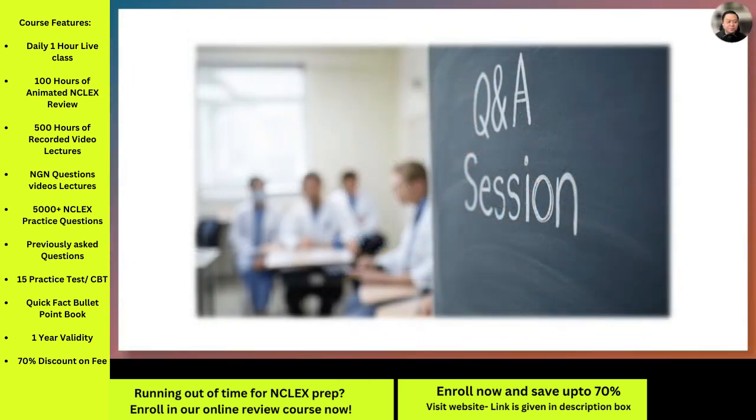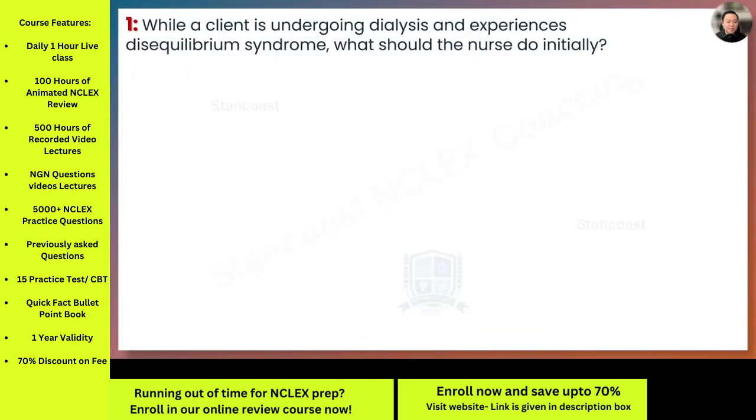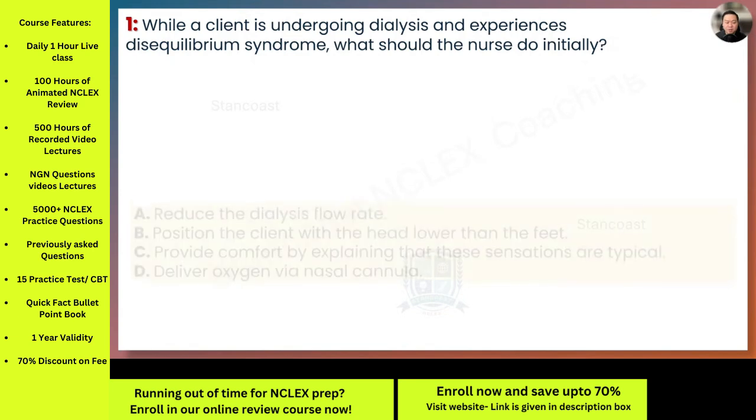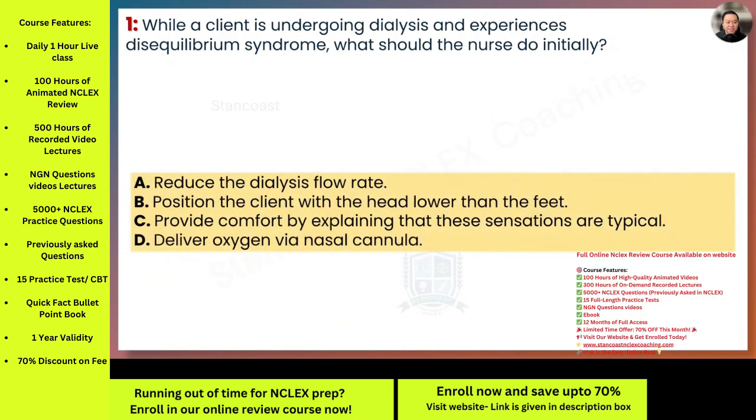Question number 1. While a client is undergoing dialysis and experiences disequilibrium syndrome, what should the nurse do initially? Options: A. Reduce the dialysis flow rate. B. Position the client with the head lower than the feet. C. Provide comfort by explaining that these sensations are typical. D. Deliver oxygen via nasal cannula.